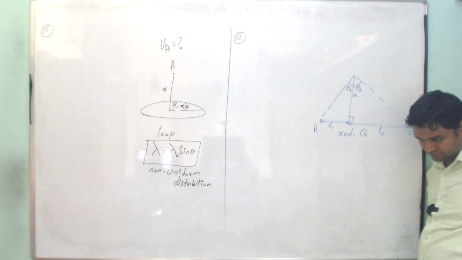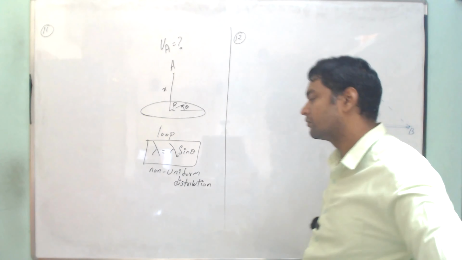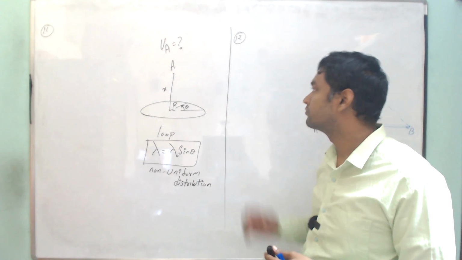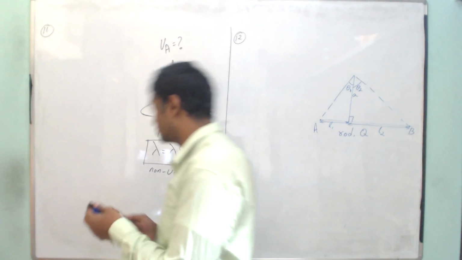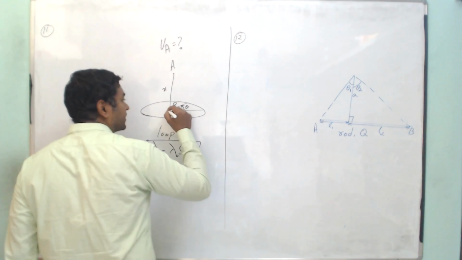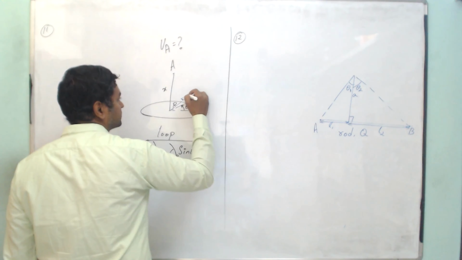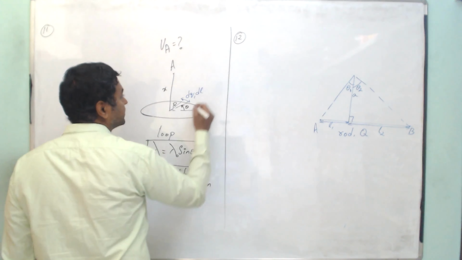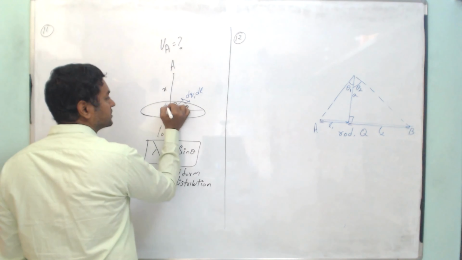I got something like lambda naught R by under root of R square plus x square and cos theta, with limits from 0 to 2 pi. Let me solve it. At an angle theta, I will take a small element subtending an angle d theta, and the charge on this particular element I will take as dq. Let the length be dl along the perimeter, and the angle subtending is d theta.